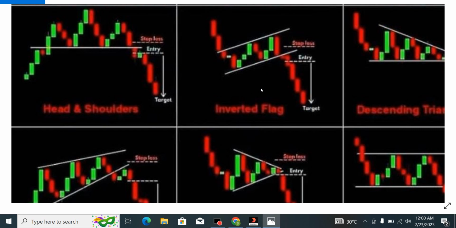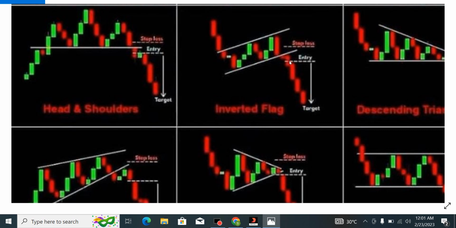Then we also have inverted flag. Okay, inverted flag. This is coming from a bearish movement, and of course got to this support zone, pull back, got back there again, but a little bit higher than this, and of course pull back, and of course got back there. This time around now broke out from there.